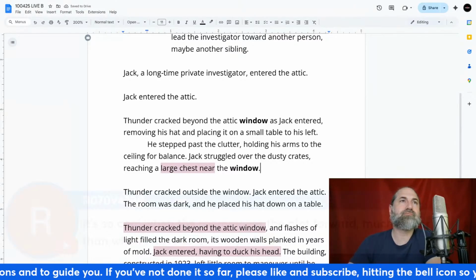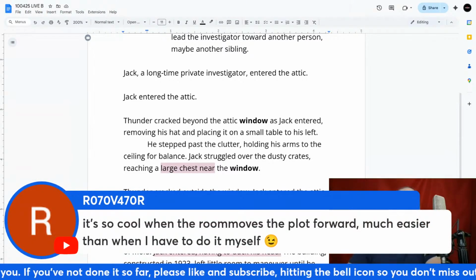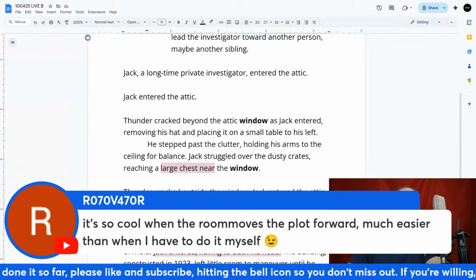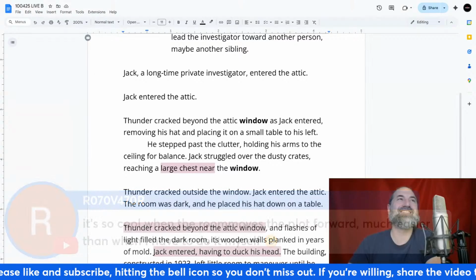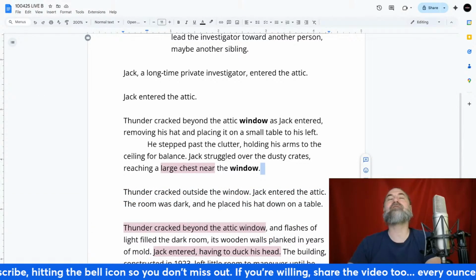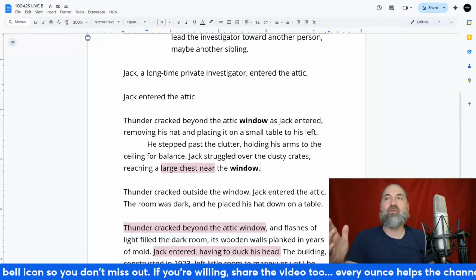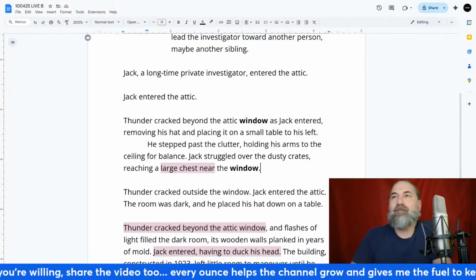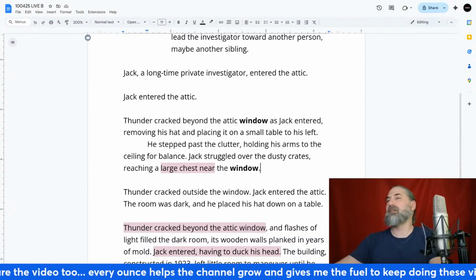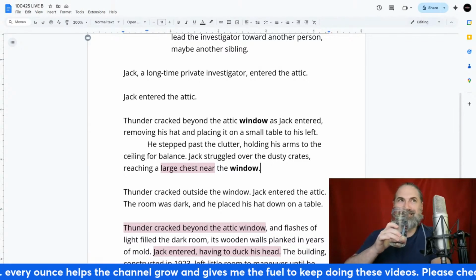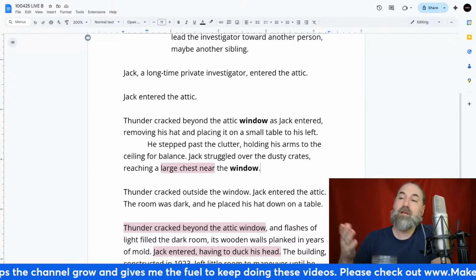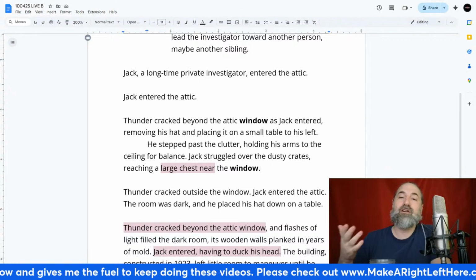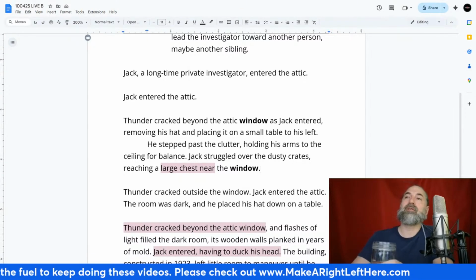All right? It's so cool when the room moves the plot forward. Much easier than when I have to do it myself. Correct. Yeah. You got to find a room that's willing to do it. Most rooms just sit there. Most rooms are squares. They have no personality. They're just not hip. They're not with it. But other rooms are like glass houses. You can see right through them. There's nothing to hide.